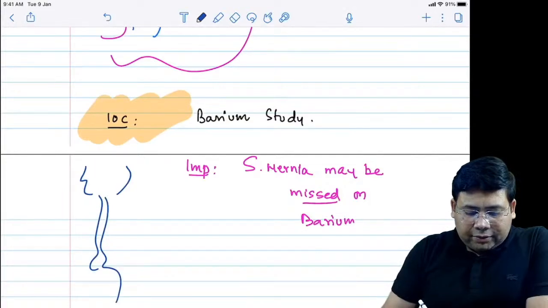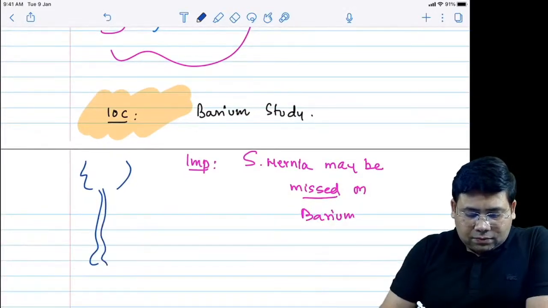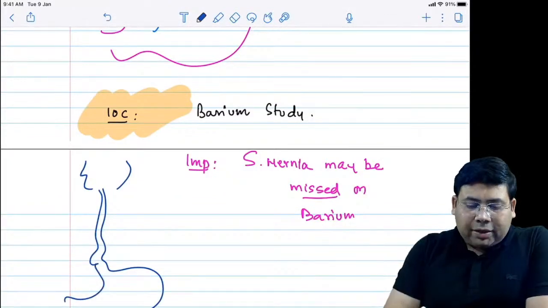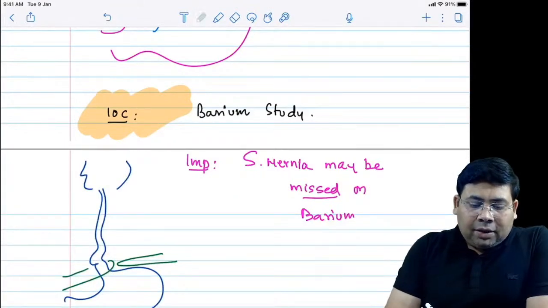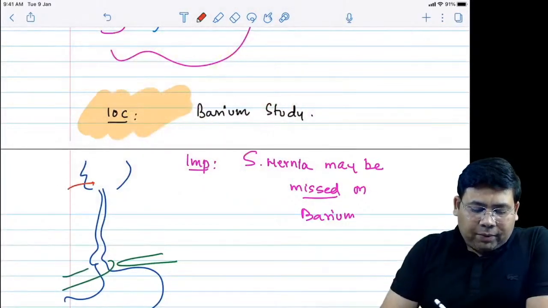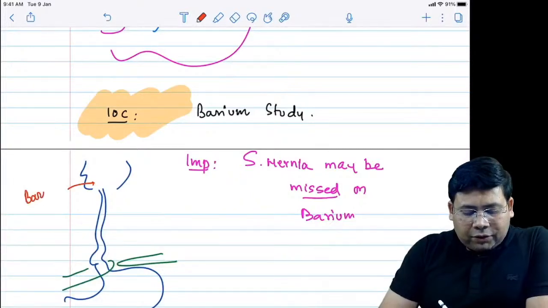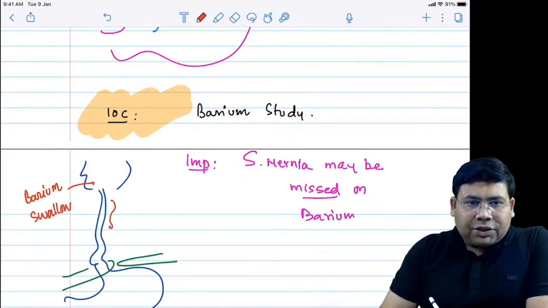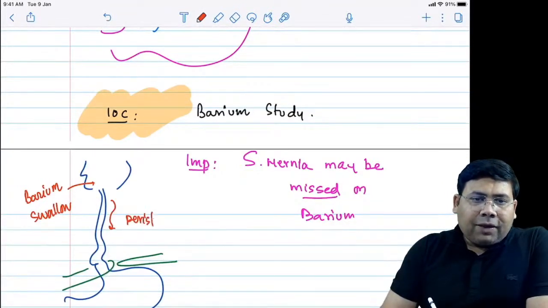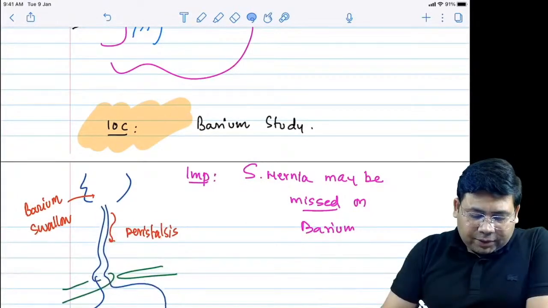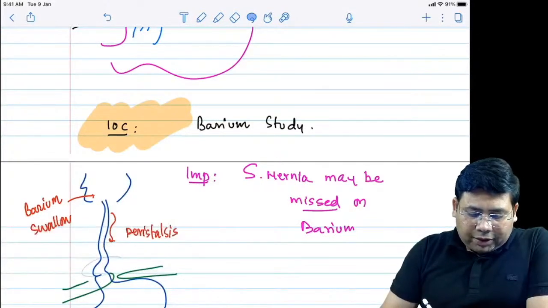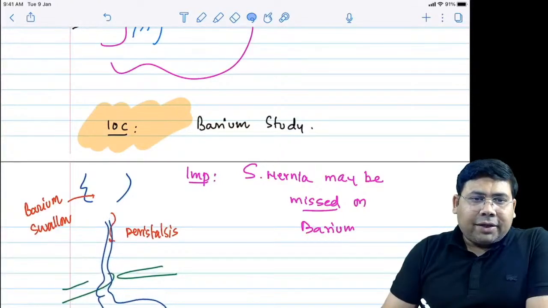Imagine this is sliding hernia. This is the diaphragm. Okay, this is something like this. The moment you take barium, so how will you take barium? You have to swallow the barium. So barium swallow, and this will initiate what? Peristalsis. And when the peristalsis happens, due to active peristalsis, this might slide down.